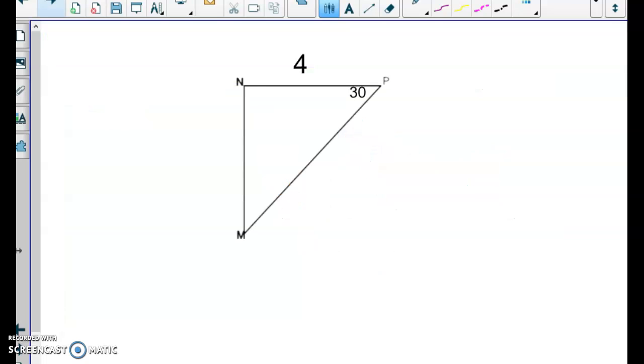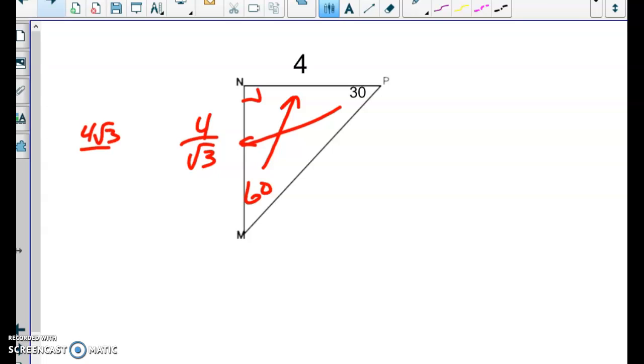On this one, again, here's the right angle, here's the 60-degree angle. We're given the biggest leg, or the long leg, which is across from the 60. So to get to the short leg, which is over here, I have to divide the long leg, which is 4, by the square root of 3. Well, I don't want to leave a radical in the bottom, so I rationalize by multiplying both top and bottom by the square root of 3, and I get 4 root 3 over 3.